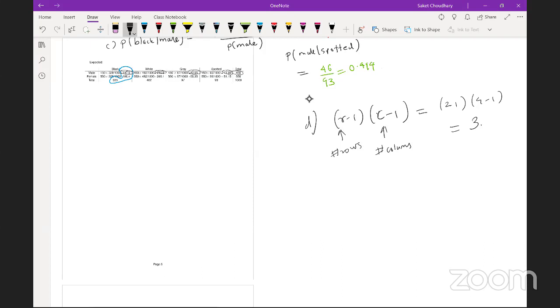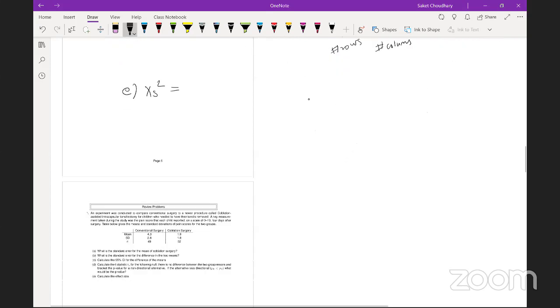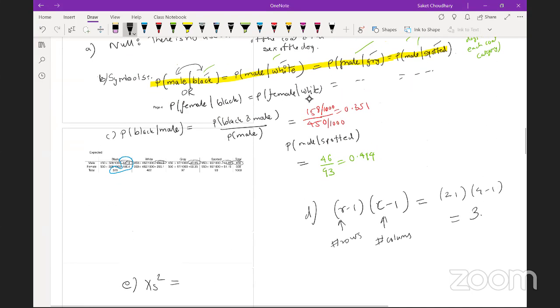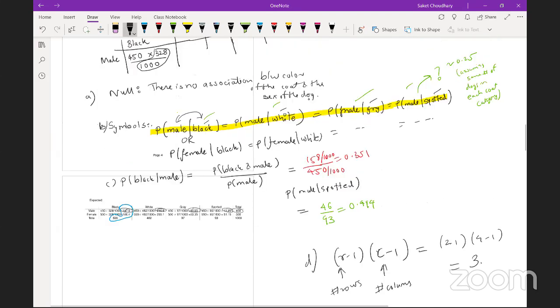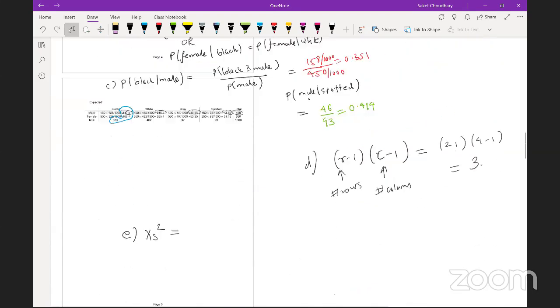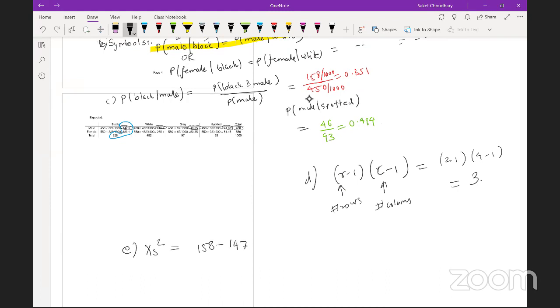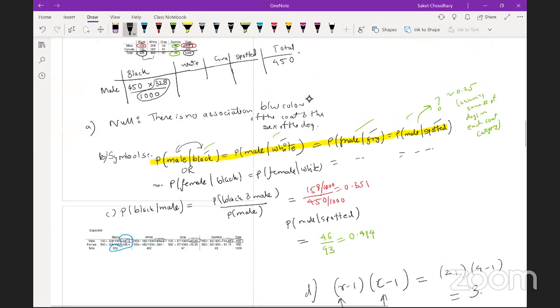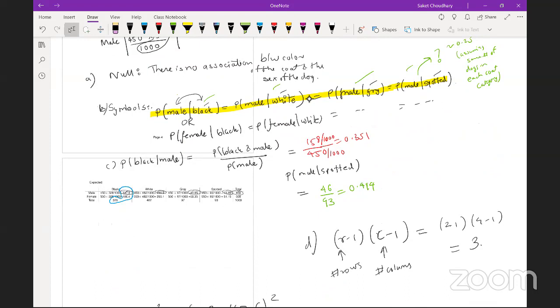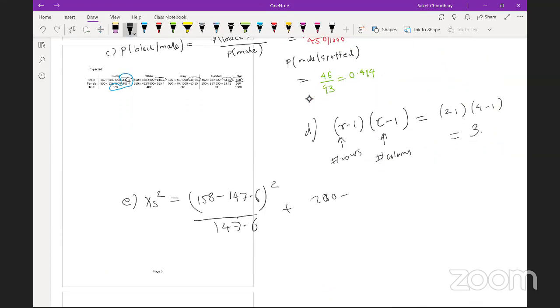Okay, and finally, we're going to calculate our test statistic. You're given the expected values here. The expected value is 147.6, and what we saw here was 158. So 158 minus 147.6 squared, plus 209 minus. If you calculate this for all the 8 terms, you'll get 4.7048.